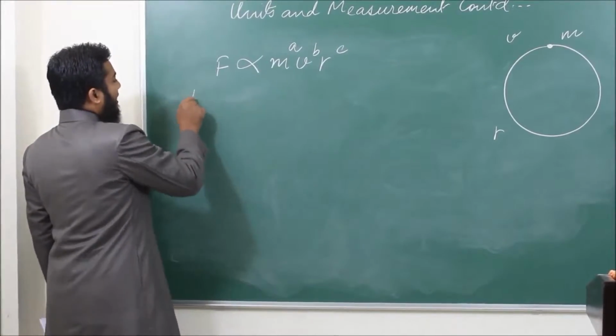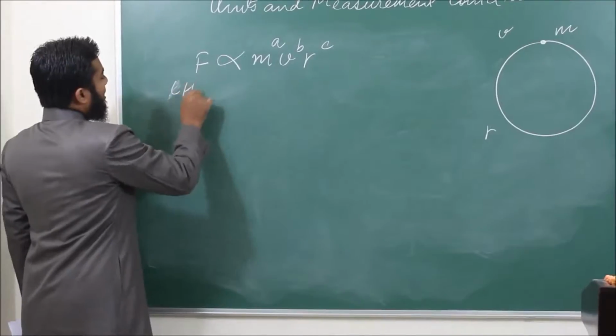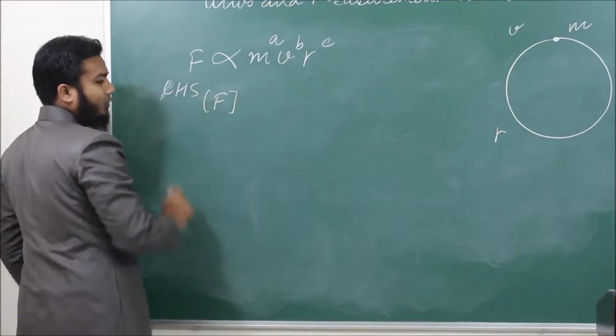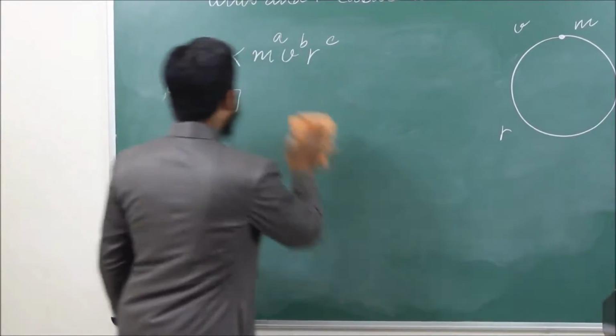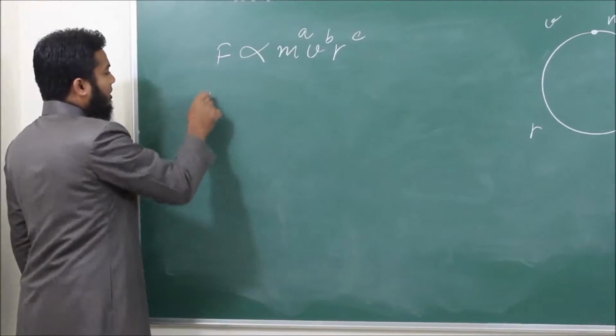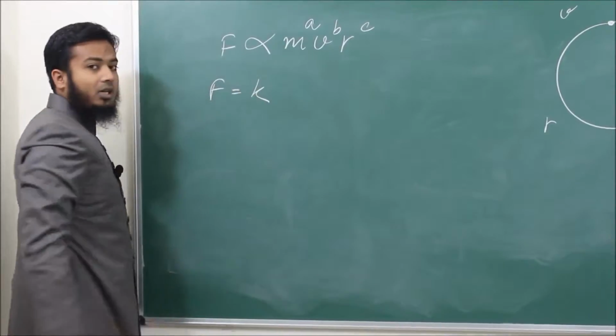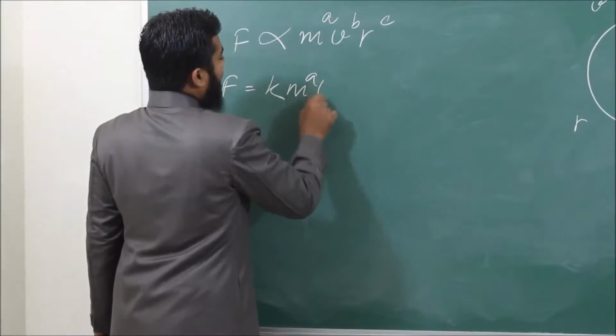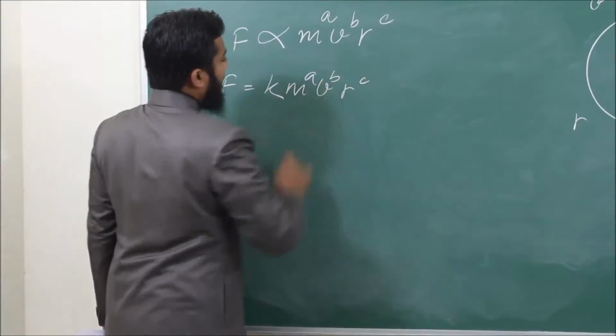On left hand side we have force, and the dimensional formula for force, a proportionality constant will also appear here. So let's say the proportionality constant is K, and then m raised to the power a, v raised to the power b, and r raised to the power c.